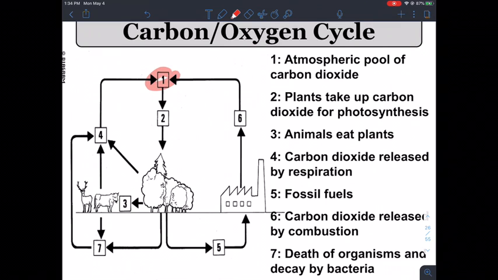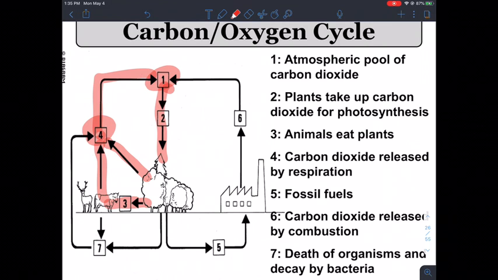So in the carbon-oxygen cycle, there's an atmospheric pool of carbon dioxide that's first taken up by plants for photosynthesis. Then animals eat those plants, and carbon dioxide is released through respiration. Remember, plants and animals both respire. Plants are better than animals because plants can photosynthesize and respire. Animals can only respire. So we're returning carbon dioxide to the atmosphere. And that's one part of the carbon cycle.